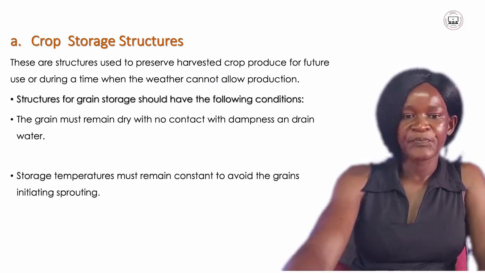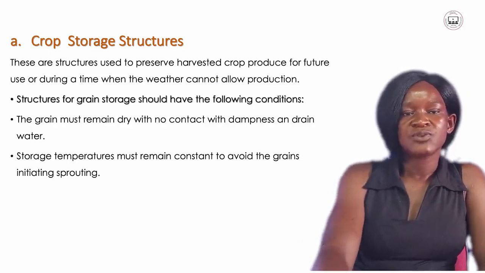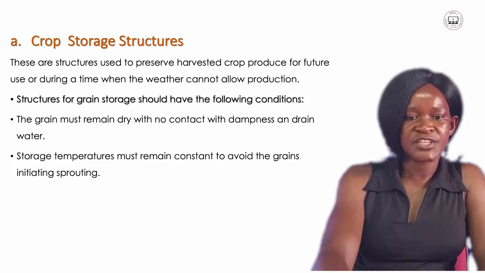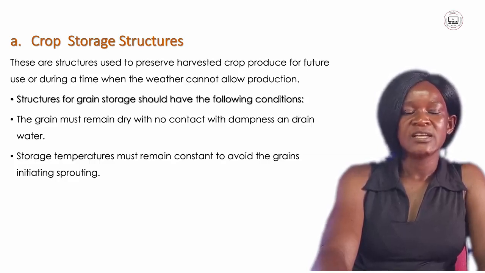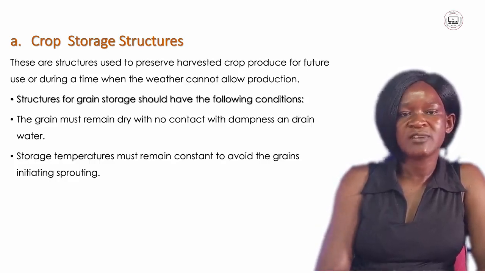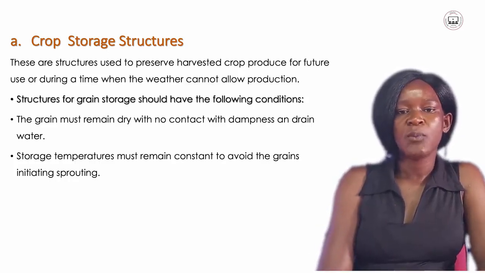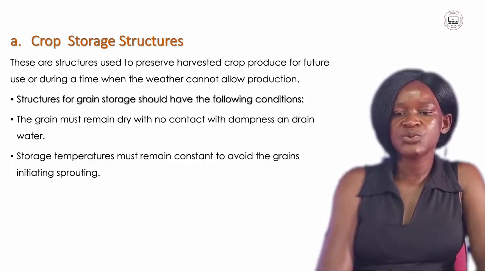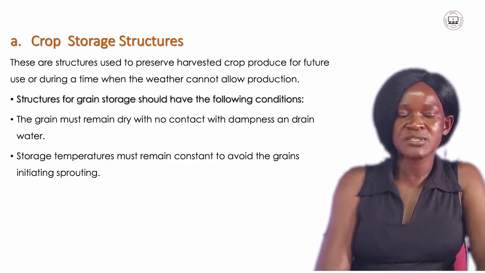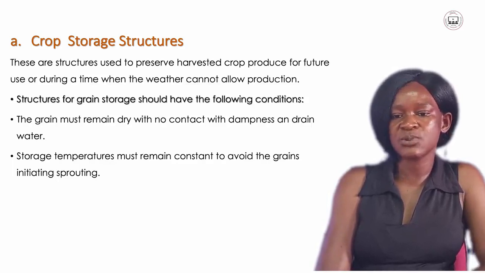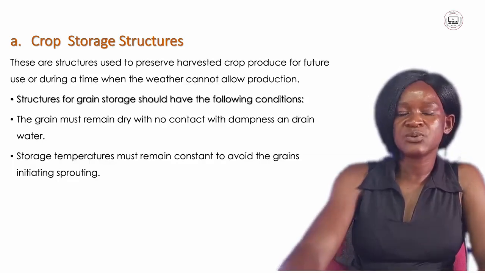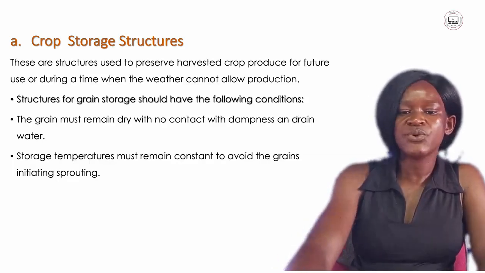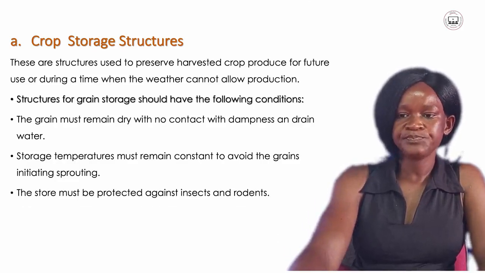dampness. Apart from that, the storage temperature must remain constant to avoid the grain initiating sprouting. If the storage temperature is changing, most of the time that may lead to those grains germinating in the storage room. So make sure that the storage temperature remains constant.